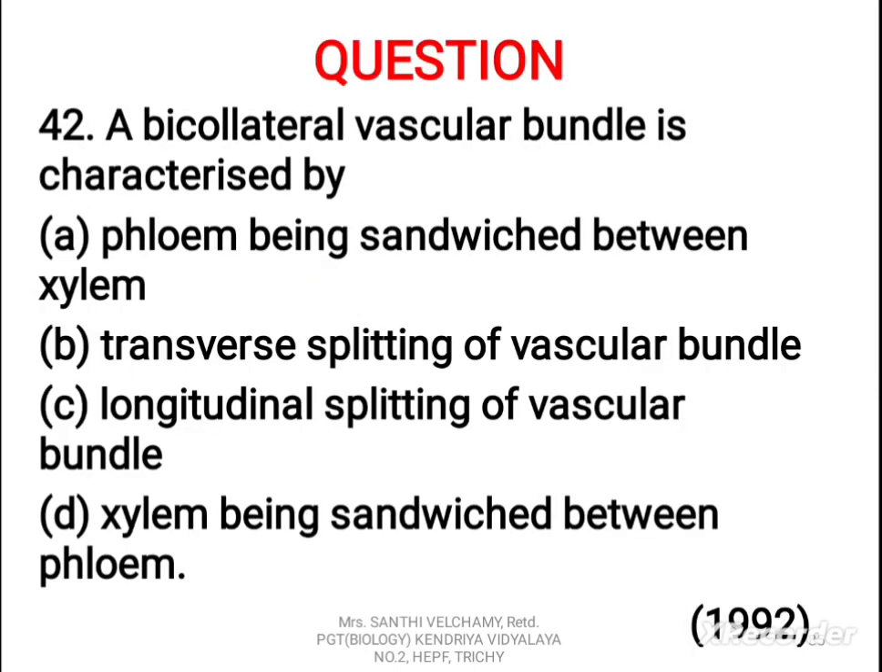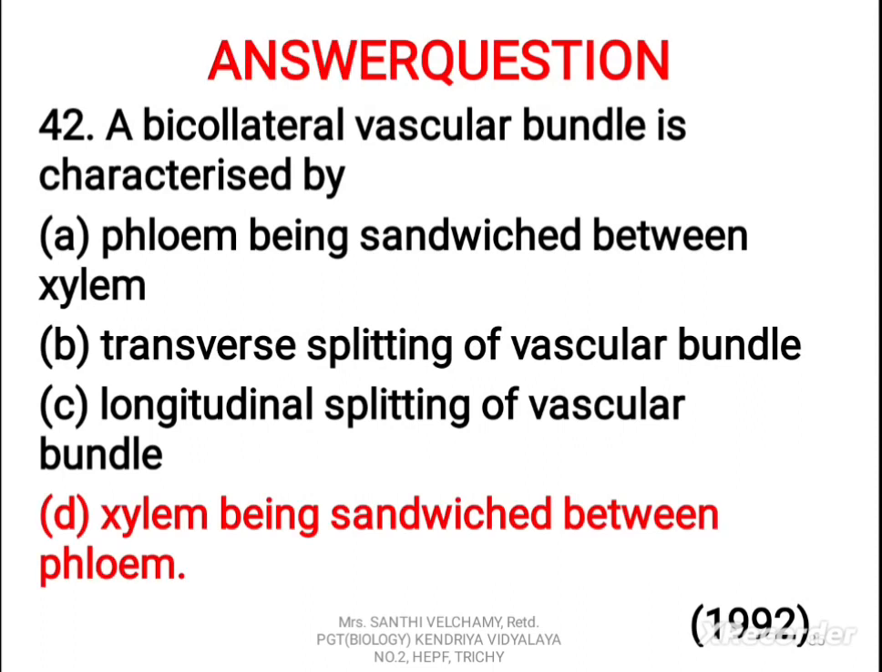Then next question, 42nd. A bilateral vascular bundle is characterized by A. phloem being sandwiched between xylem, B. transverse splitting of vascular bundle, C. longitudinal splitting of vascular bundle, D. xylem being sandwiched between phloem. The correct option is A. That is, phloem being sandwiched between xylem.